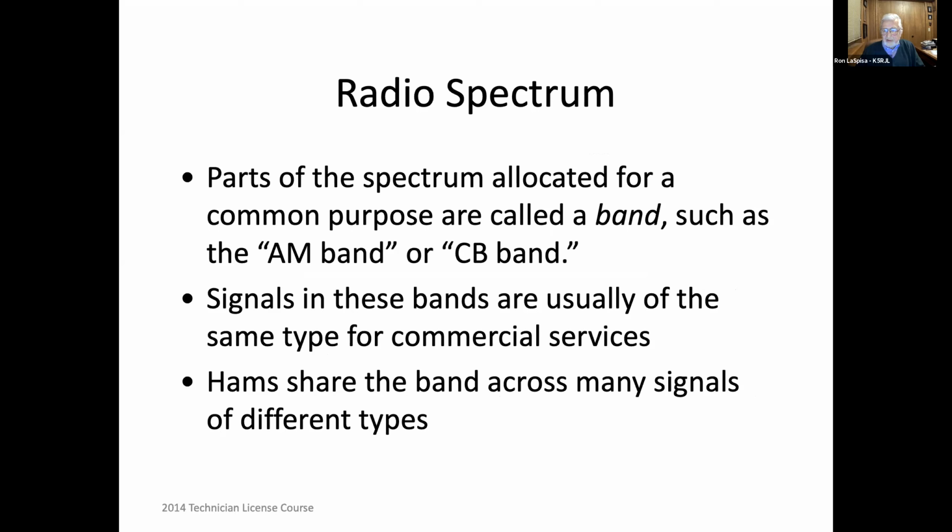Okay, we talked about these. They're bands. We talk about the AM band, or the citizens band, the CB band. And typically the signals that are within these bands are usually of the same type. Now ham radio guys like you and me, we have a lot of different types of signals, and we're going to have more parts of the band than just what our AM radios and our FM radios used to have.